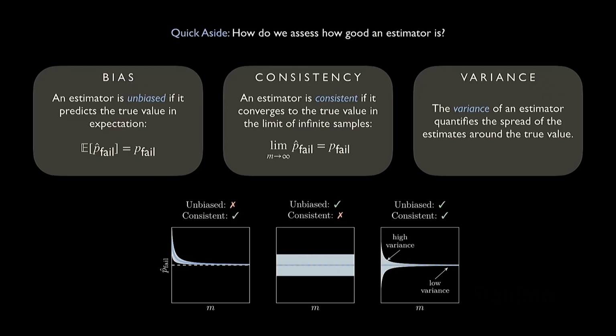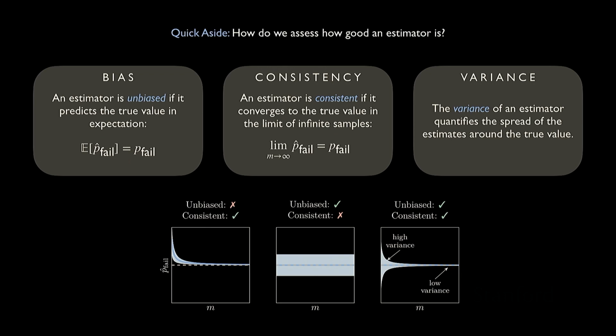Okay, and then if we look over here, we have the opposite thing going on. The expectation does equal the probability of failure, but it's not converging to the true probability. The variance is staying wide the whole time, and so it's not consistent. It doesn't converge to the true value in the limit of infinite samples. And then finally, this last one is both unbiased and consistent. You can see it's symmetric around the probability of failure. That's another way to look at bias. And it's converging. You can see the variance decreasing and decreasing as we get more samples. And so it is consistent.